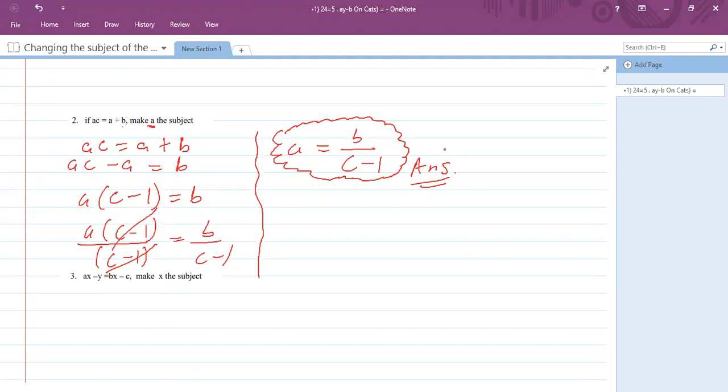Okay, guess what? Number 3 is similar to number 2, right? It's a similar thing, but look at it. In number 3, they want to make X the subject. Everybody see that? They want to make X the subject.